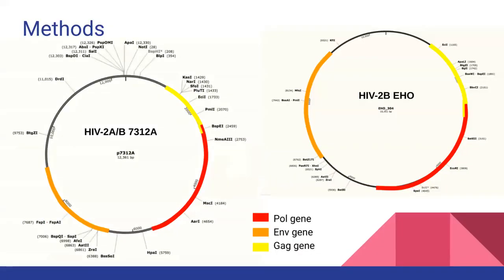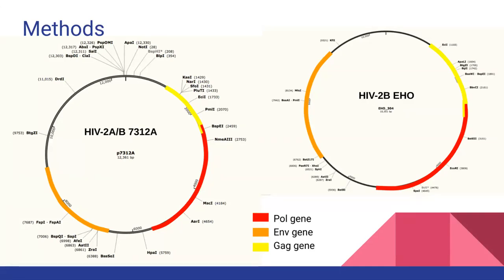Initially, my approach was to repair a defective EHO clone, shown on the right, which is entirely Group B. However, after several attempts at repair proved unsuccessful, my next approach is to use 7312A, shown on the left. 7312A encodes an HIV-2 Group AB recombinant virus. However, it is only Group A in the envelope gene in orange, which is not applicable to my project.